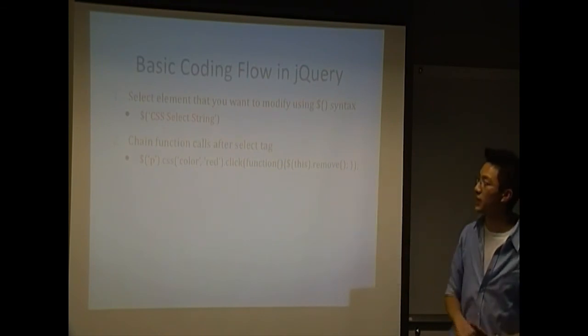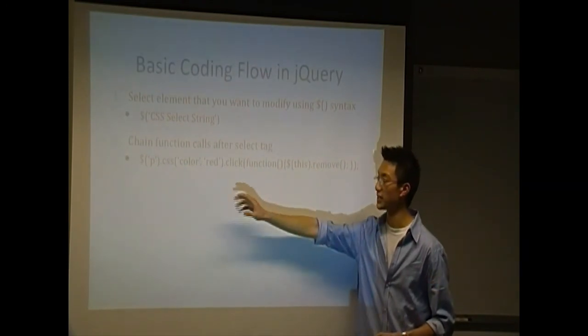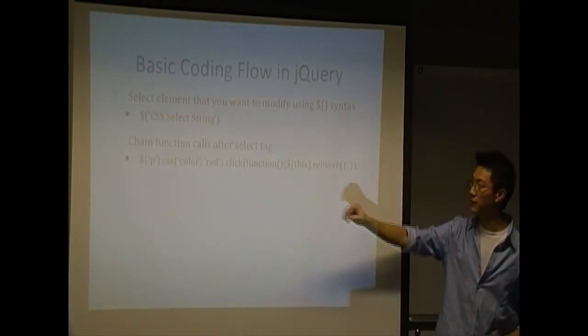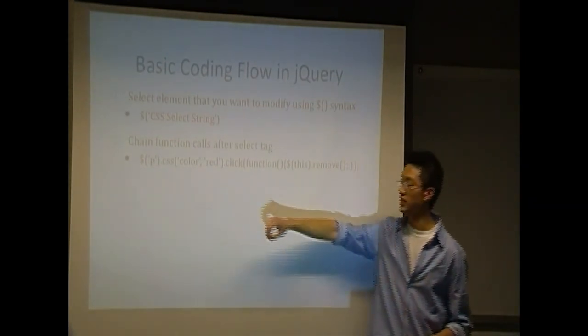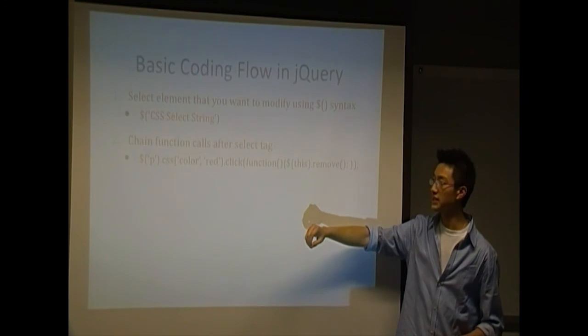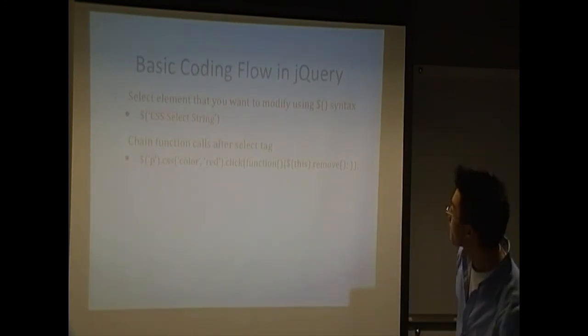So once you've selected the element that you want, you can call different actions on that element that you selected. And jQuery has a couple of different methods already built in. Like .css, you can actually use to change CSS properties, and a whole host of other things. So a lot of it is pre-built for you.